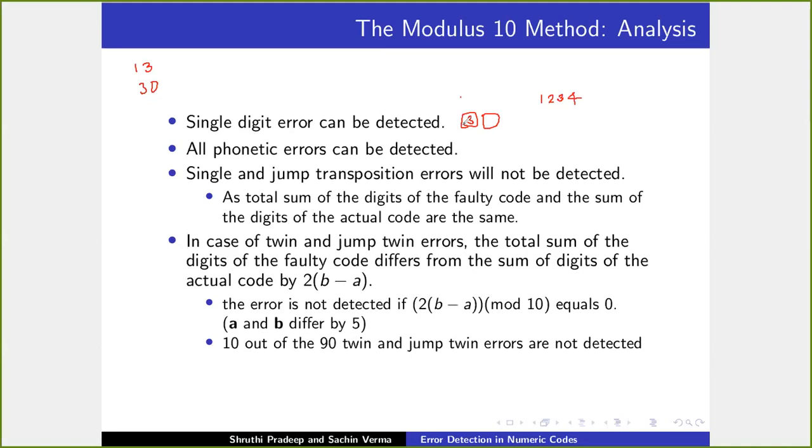My first digit is 3. What is my second digit? I am telling about two-digit numbers, using the modulo 10 method. So the first digit is 3 and the second digit is 7. Now a twin error happened. What do you mean by twin error? It will be either 3 3 or 7 7. So can we detect it at that time?